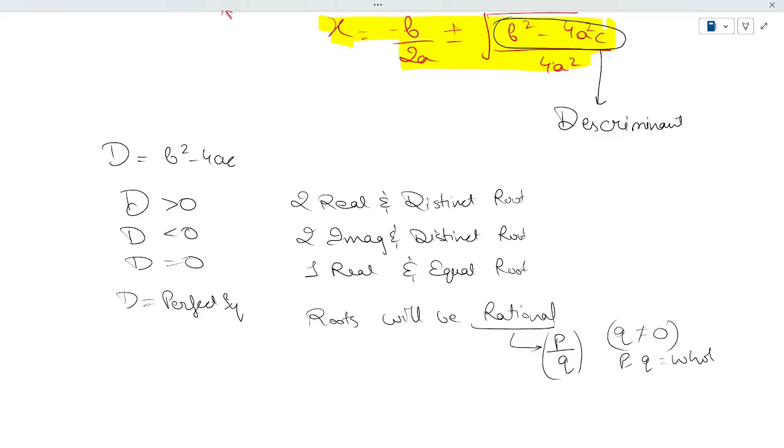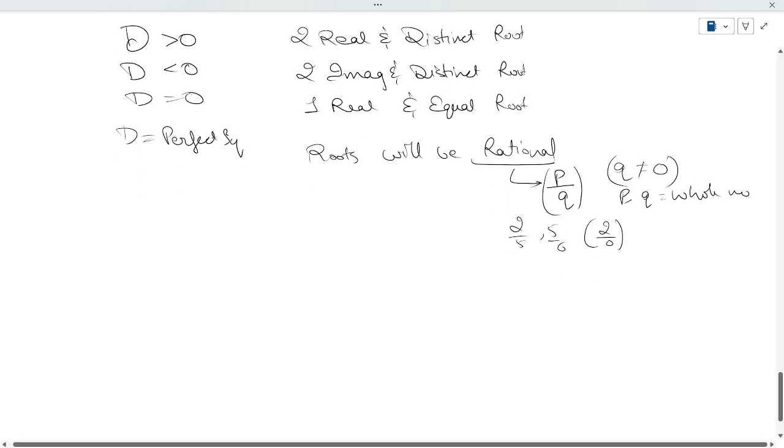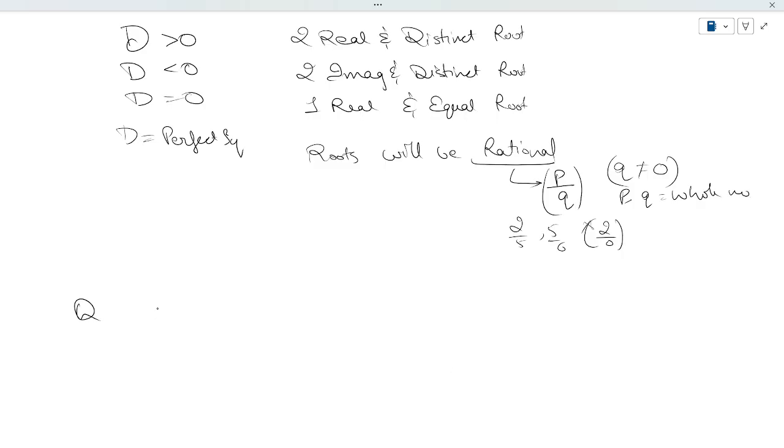So you know what whole numbers are, right? It can be like 2 upon 5, 5 upon 6, but it cannot be 2 upon 0, right? Why can it not be 2 upon 0? Because we cannot divide anything by 0, right? So this is not possible. Now, can you solve this equation by the quadratic formula? 2x square plus 7x equals minus 4.